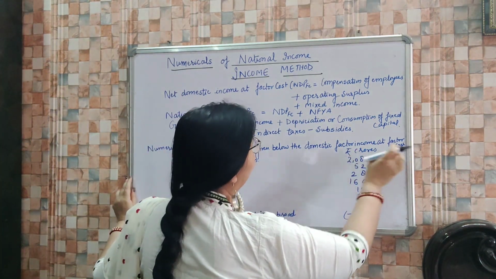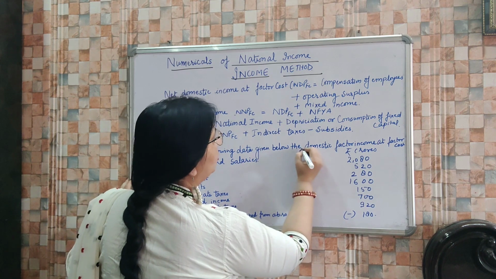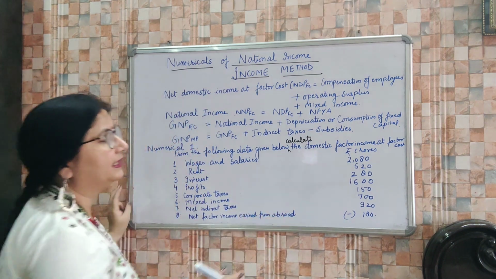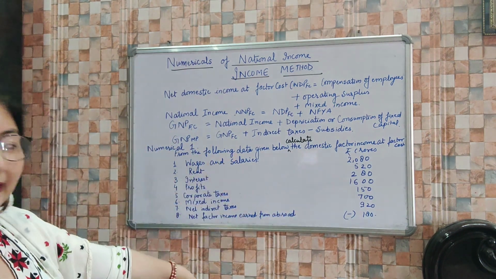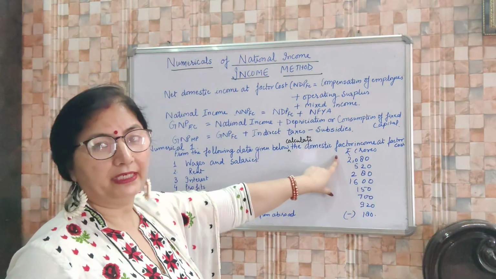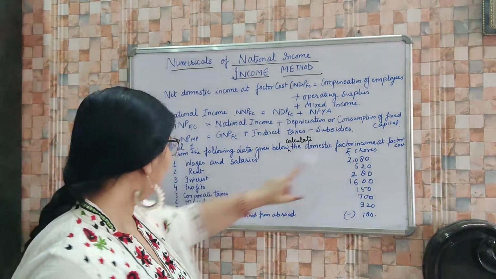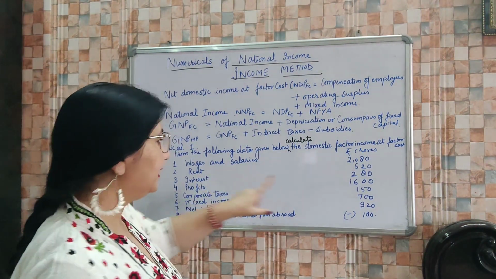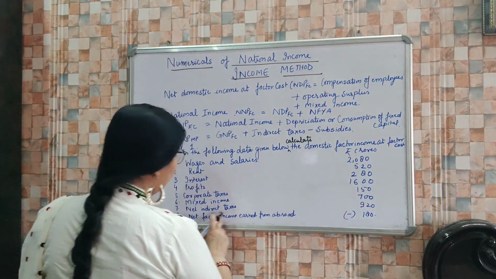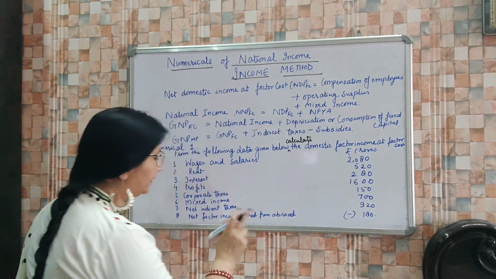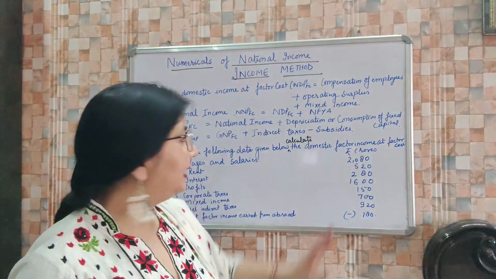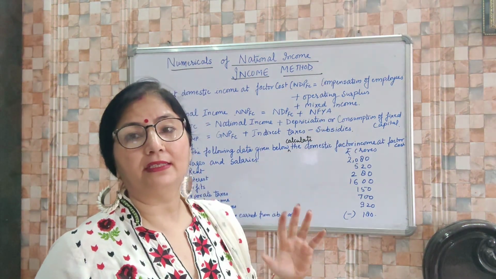Calculate the domestic factor income at factor cost. Now the items which are given are wages and salaries 2080, rent 520, interest 280, profit 1600, corporate taxes 150, mixed income 700, net indirect taxes 920, net factor income earned from abroad is minus 180. Now we will have to think that profit is also having certain parts.